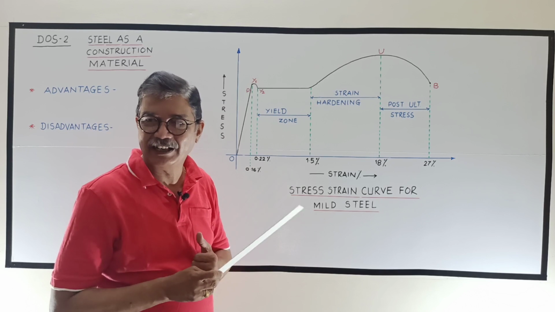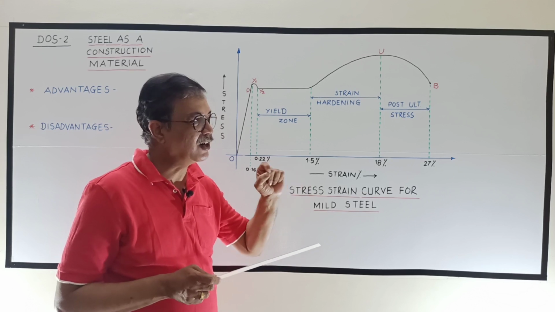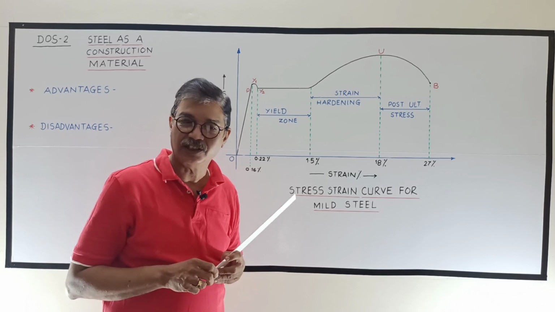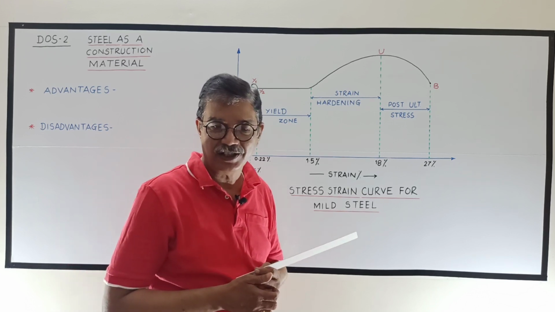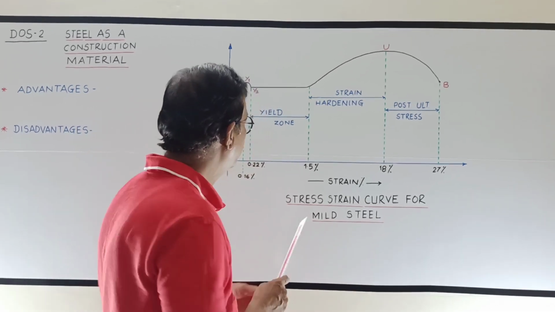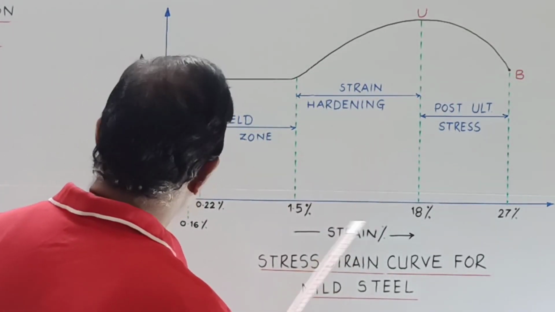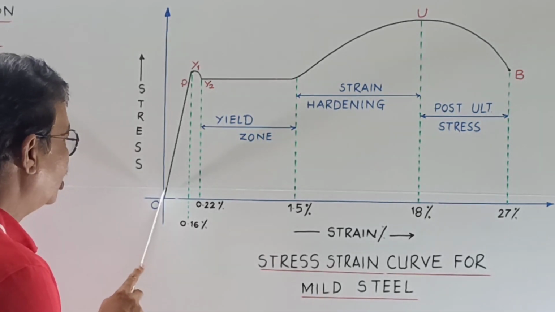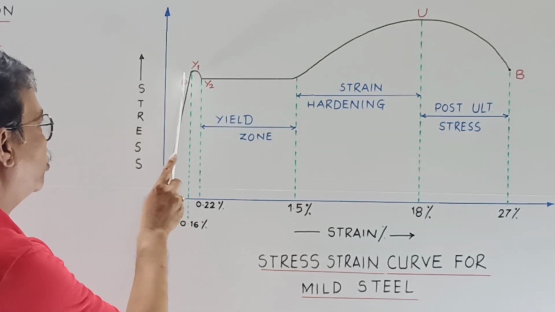from which stresses are calculated and corresponding strains are also calculated and they are plotted, plotting strain along x-axis and stress along y-axis. We get a graph which is known as a stress strain curve. So along x-axis I have plotted percentage strain, along y-axis I have plotted stress. Initially as load increases, strain and stress are proportional up to this point P.